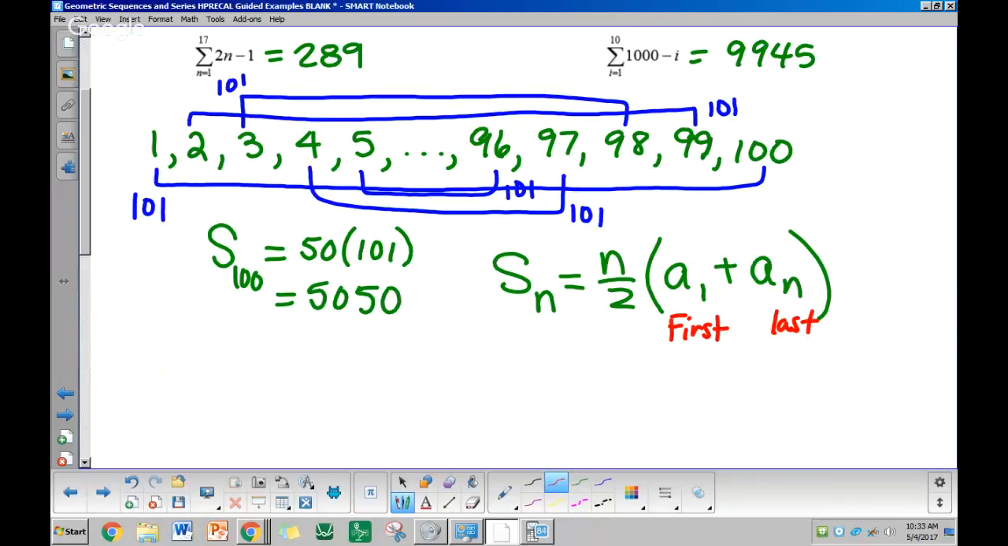So this only works if it has a definite end. If it has a definite end, yes, because arithmetic sequences go on forever. That means you keep adding 2 or subtracting 6 or whatever, right?